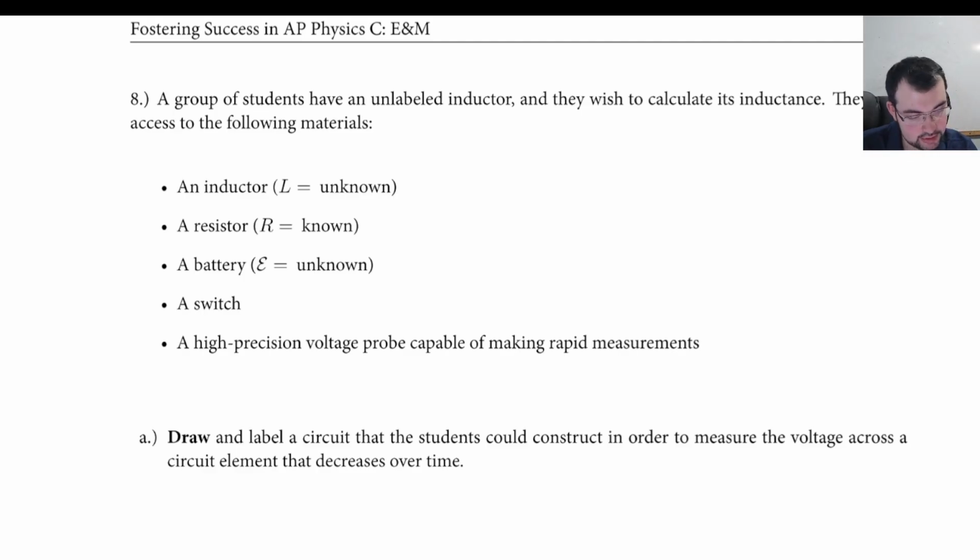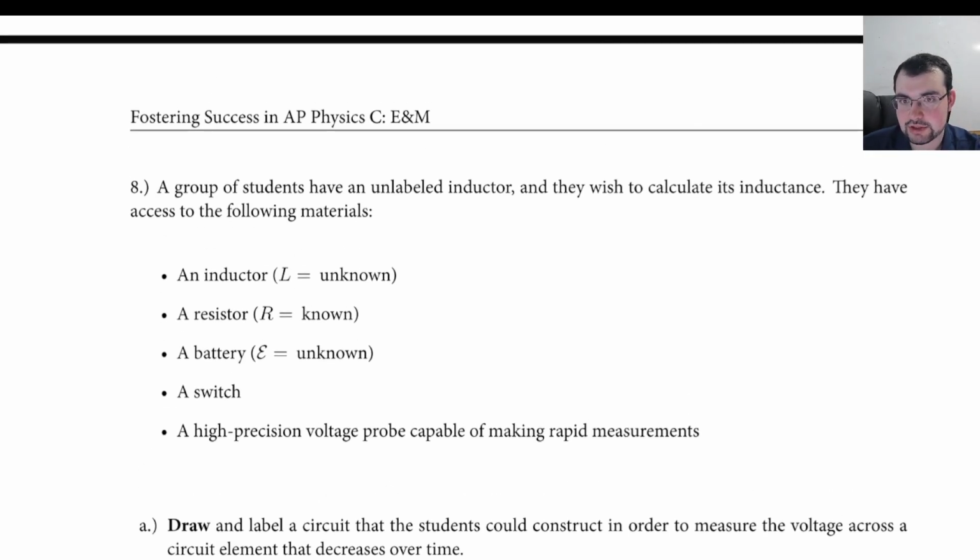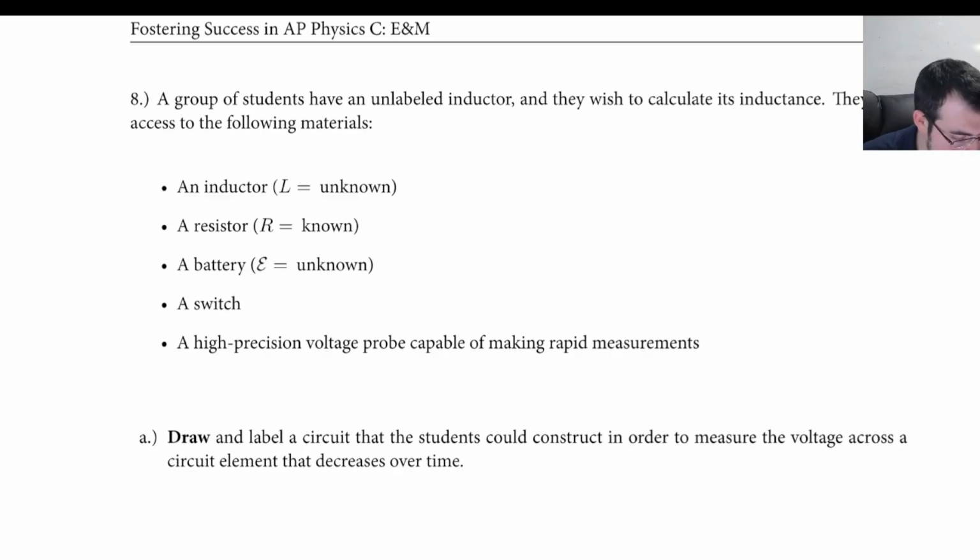They have an inductor that they don't know about, a resistor that they do know the resistance of, a battery that they don't know the EMF of, a switch, and a voltage probe. How they somehow don't know the battery voltage but have a voltage probe, whatever. Draw and label a circuit that students could construct to measure the voltage across a circuit element such that the voltage decreases over time. Because remember, if we're linearizing, we don't want this.